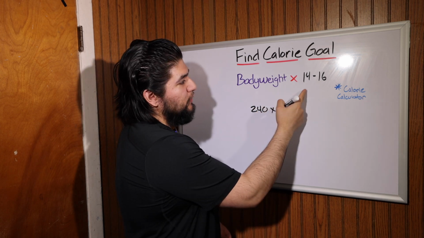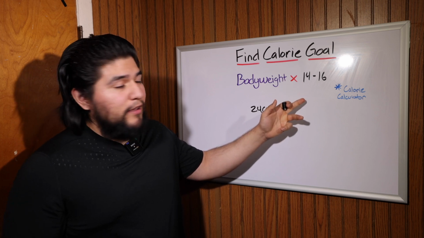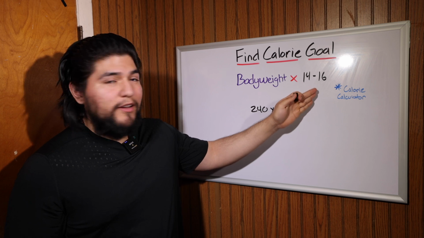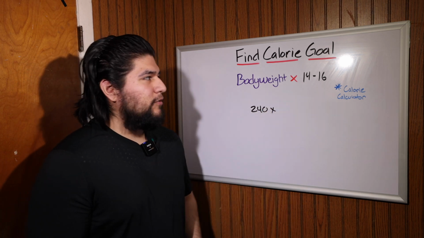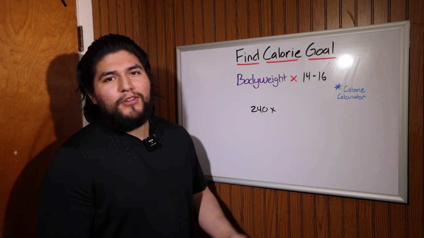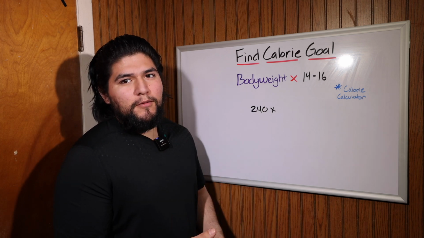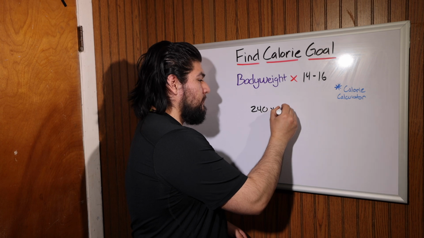Multiply that by 14 to 16. 14 being you don't move a lot, you have a sit-down office job. 16, you stand up all day and you're an active person. And then 15. Some might use 14 and 18, but I just feel like that's too many numbers. Less numbers, better. So I'm going to do 240 times 14.